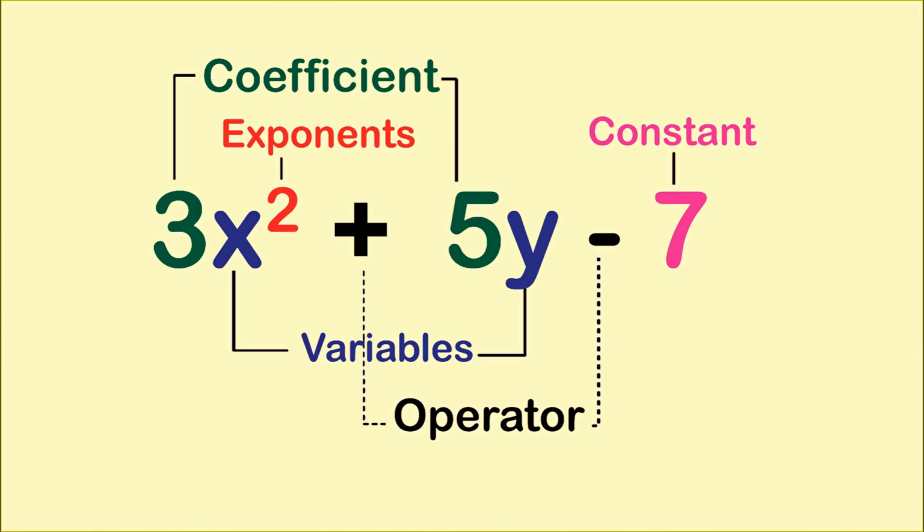Degree of a polynomial. The degree of a polynomial is defined as the highest exponent of a monomial within a polynomial. You can see in the example, the first term has exponent 2, the second has exponent 1, and the third, the constant term, has exponent 0. So here the highest exponent is 2, so the degree of this polynomial is 2. Now we see the questions.